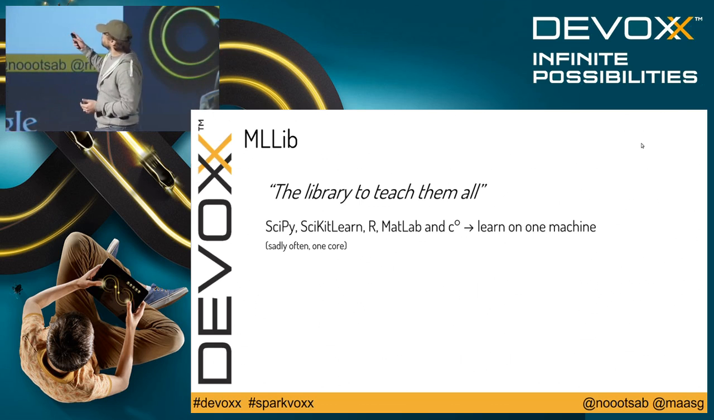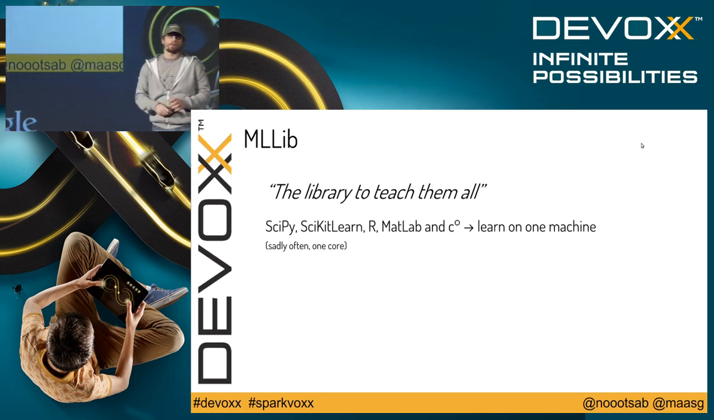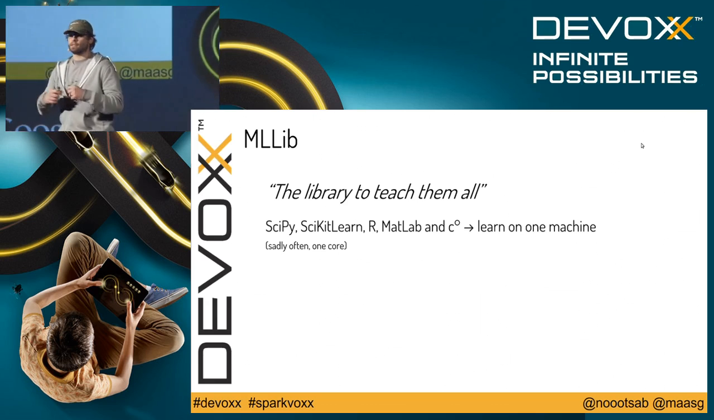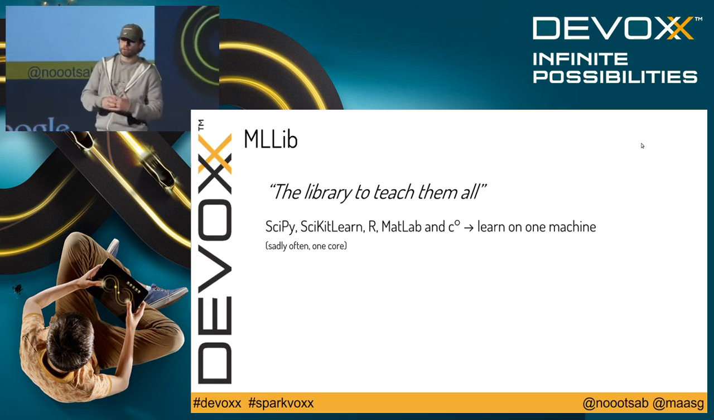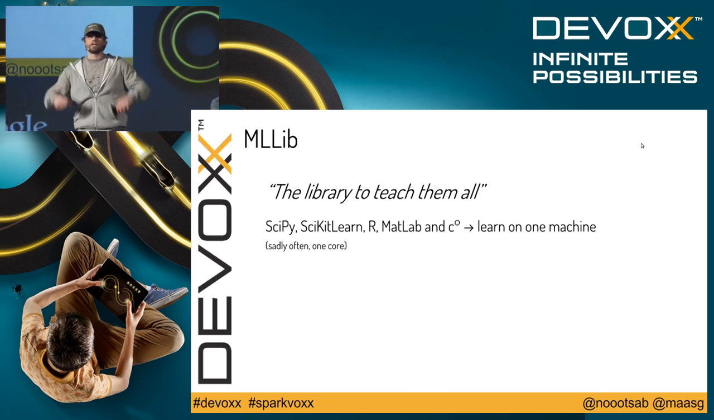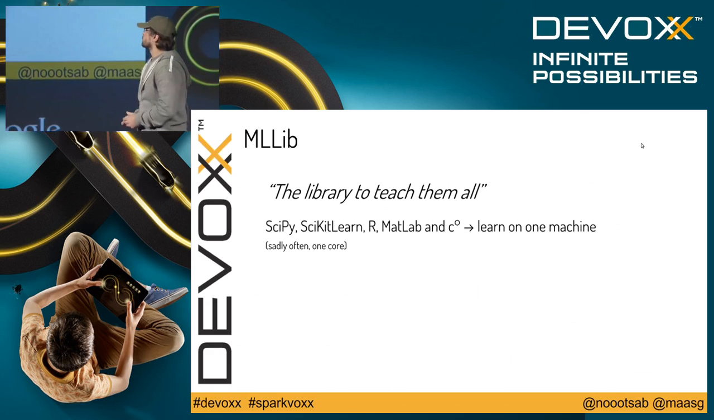And what I say is that it is the library to teach them all. Why? Because the usual ones, SciPy, scikit-learn, R, MATLAB, and so on, they are just teaching one single machine, right? MLlib is distributing the work, the statistics, and so on, in order to teach each machine what the data are. And then we can collapse to have a single view over the data.